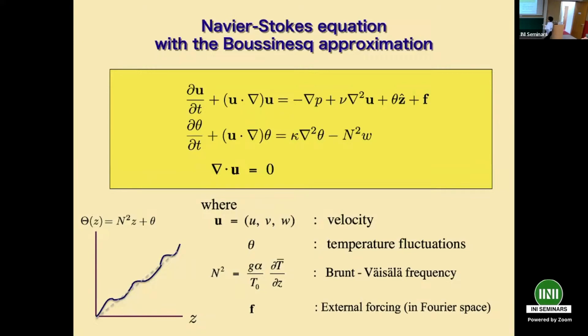Now we use theta as a temperature fluctuation. The temperature fluctuation is a fluctuation from the mean temperature, and N squared is the slope of the mean temperature.